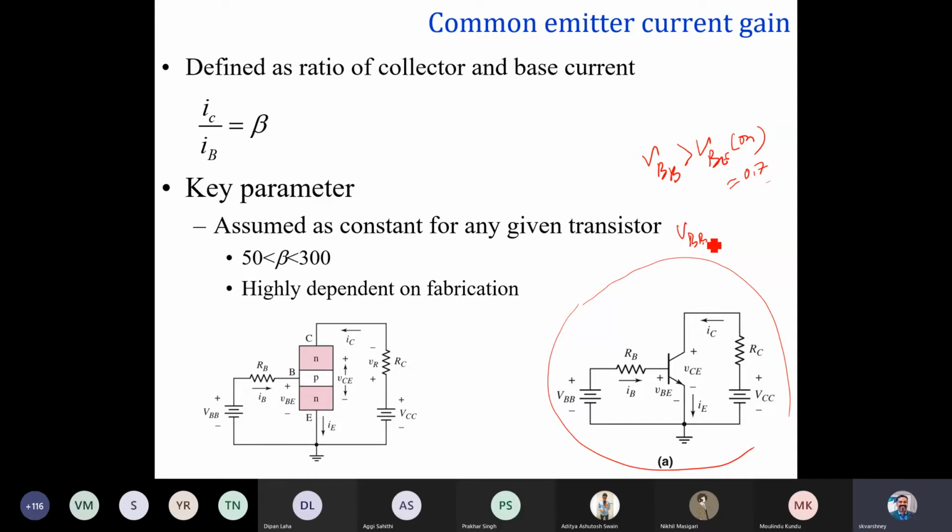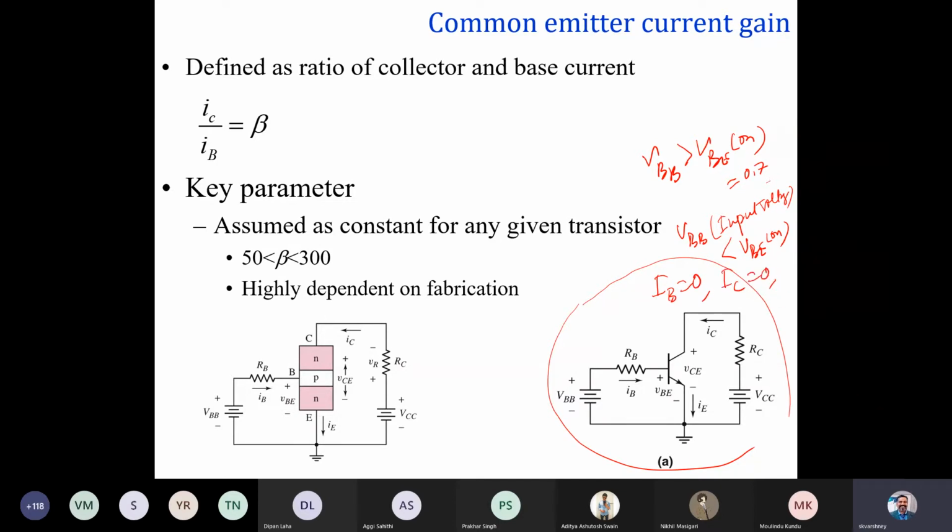So I'm just saying VBB is the input signal, the input voltage which is connected to make the junction forward biased. If this input voltage, the battery, is less than VB on, no current will flow, so IB would be 0, and once IB is 0, your IC is 0.